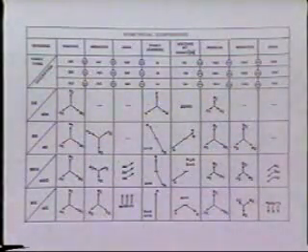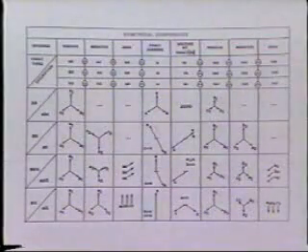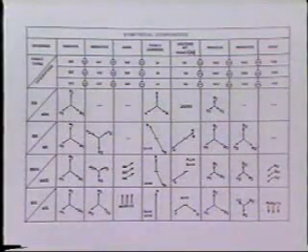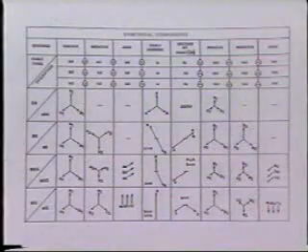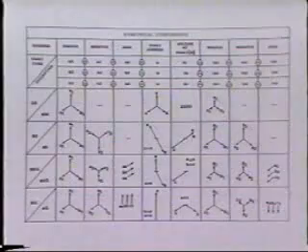We have included in your workbook this chart, which shows the positive, negative, and zero sequence components of current and voltage for the most common fault conditions. Please take your time to go carefully through each one of these items until you're satisfied that you understand the various combinations of positive, negative, and zero sequence components.